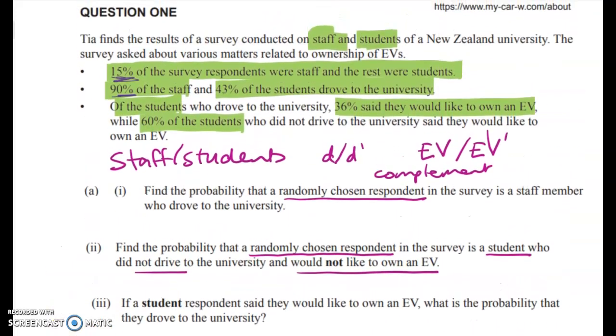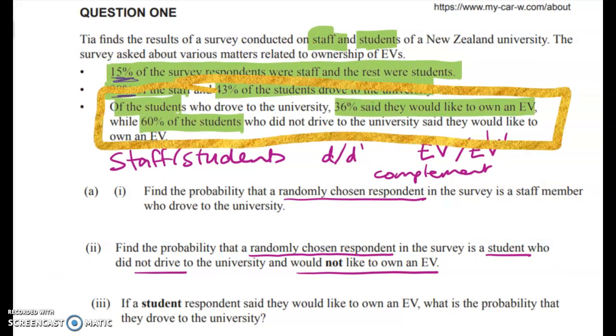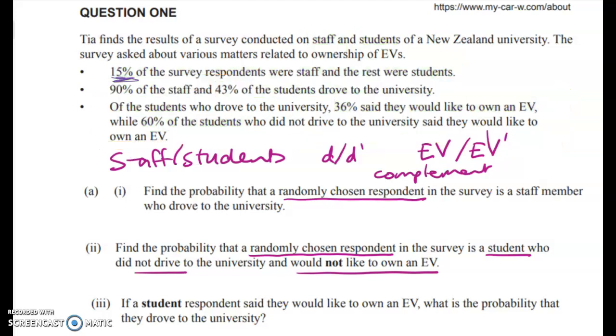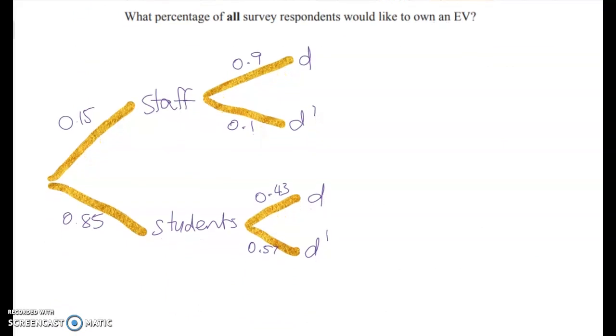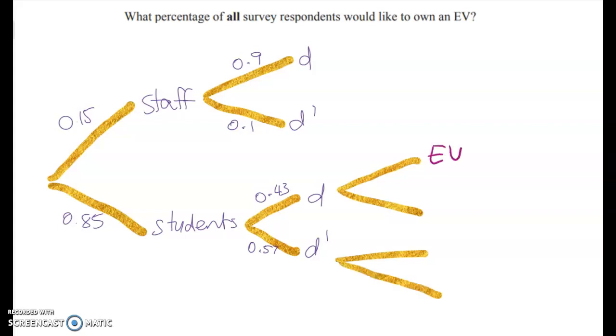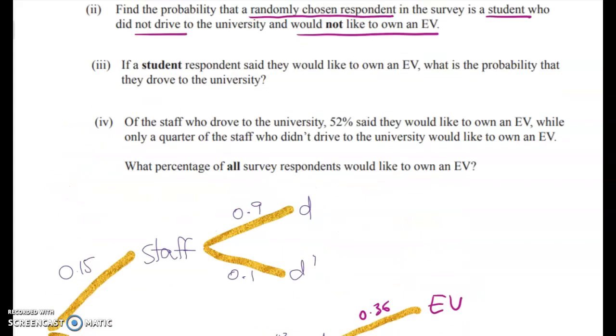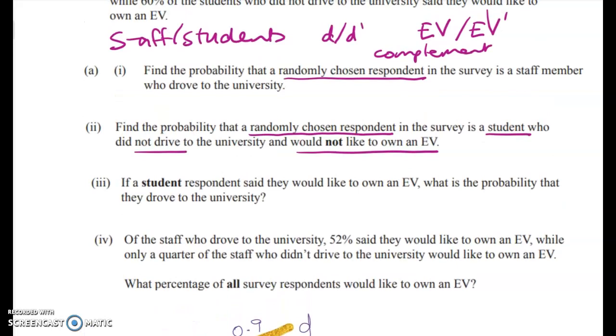And then the EV information has to just go on the student information at this stage, right? Because we're told of the students who drove, 36% said they'd like to own an electric vehicle. So we've got to have new branches here just for the students. So it's going to go like this. So it's a tree with lots of tree bits, also called branches, right? So we've got EV here, didn't want an EV here, EV here, and didn't want an EV here. So we're going to have 0.36, 0.64, 0.6, and 0.4. So these first two questions are simple ones where we just have to multiply along, right?